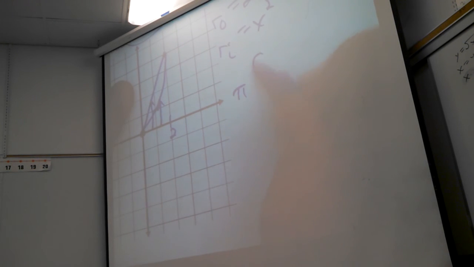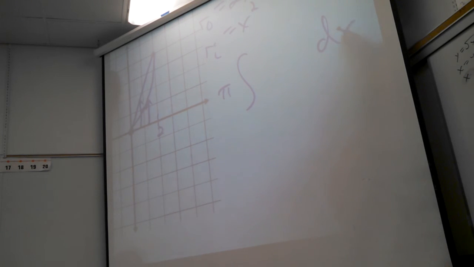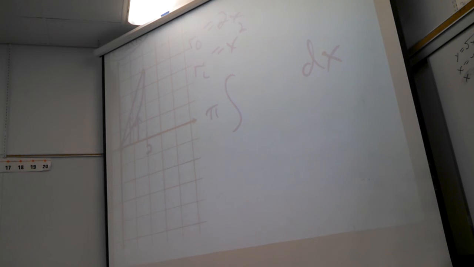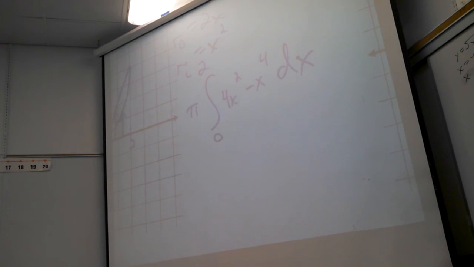So then I get pi integral. And of course, the first thing I should have done is this, but we knew what this is going to be. dx, and x is going from 0 to 2. So r outer squared, 4x squared, minus r inner squared, x to the 4. Cool. And then you just integrate that. Throw in your limits. Wow. Coolness.